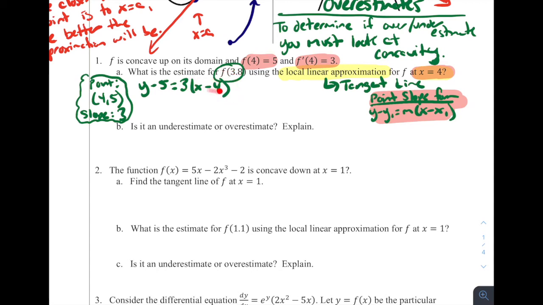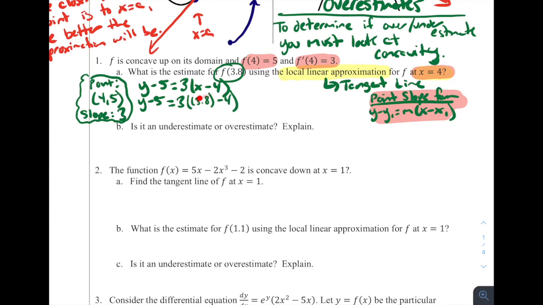We're going to want to put that in for our x to use this tangent line to find the estimate of 3.8. So I'm going to do y minus 5 is equal to 3 times our 3.8 minus our 4. Now, the reason why this is nice, and this is on our no calculator section, is because generally if we're picking a point that is close to x equals 4, or wherever the point of tangency is, this is going to become a pretty small number, and it's going to be easy to work with even if we don't have a calculator in these problems.